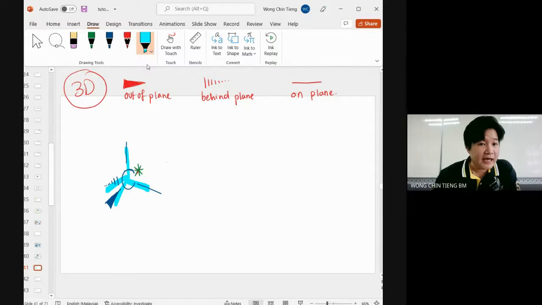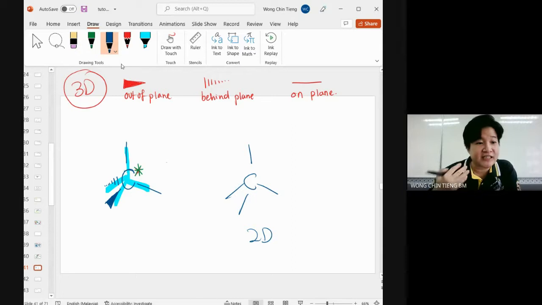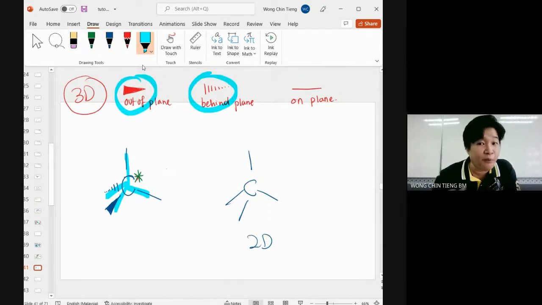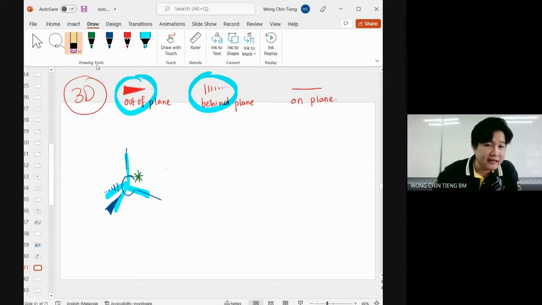Okay? And how do I make this tetrahedral 3D? Teacher, biasa pun tetrahedral juga. Kenapa tak lukis macam ni? Because that is a 2D tetrahedral. And how do I make it 3D? Simple. I change the bond. I represent the bond with behind the plane and out of the plane. Eventually, dia akan jadi 3D. That is the 3D that I meant over here. This is the 3D that I want to use.